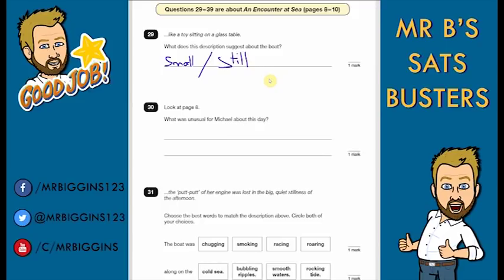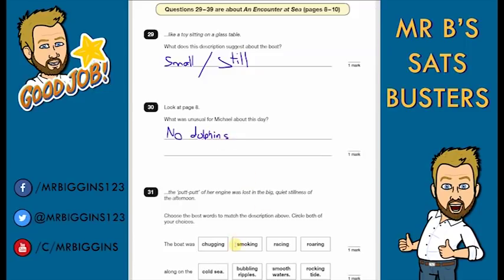Question 30, look at page 8. What was unusual for Michael about this day? Now when we look at page 8, this is in the second paragraph, for the first time in over a week, Michael hadn't seen a dolphin all day. So it says what is unusual. First time in a week, so normally he sees dolphins. So this time, he didn't see any dolphins. So that is what's unusual about the day.